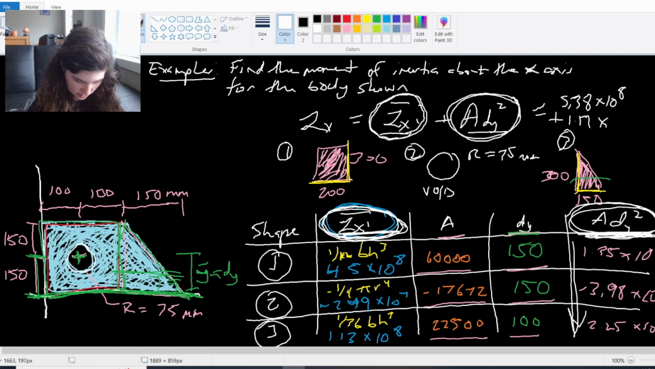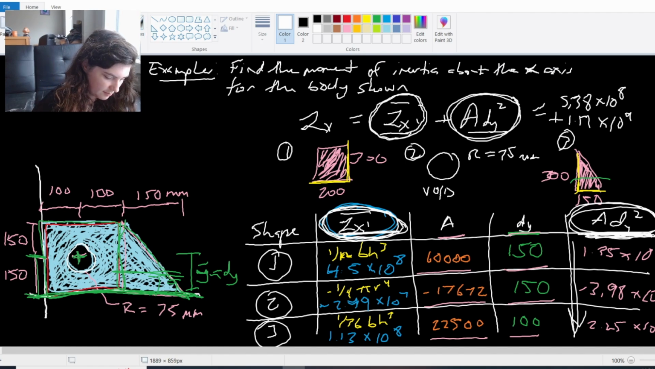1.17 times 10 to the 9th. And then I just punch those in my calculator, add those together to get what my final value is, and I get... I'm all out of room. I have no idea where to put this. Okay, I'll put it over here.